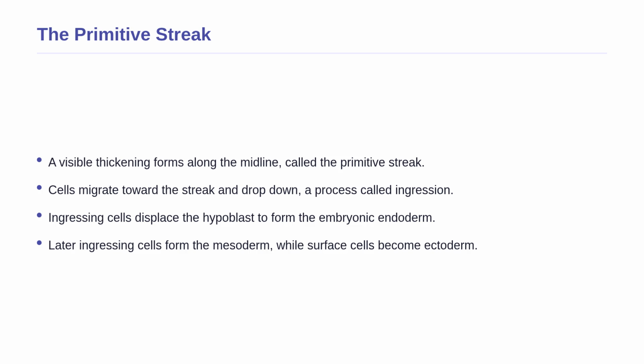The first cells to drop through displace the lower hypoblast layer to become the endoderm. The cells that drop in next spread out in the middle to form the mesoderm. Finally, the cells that never drop in and remain on the surface become the ectoderm. This streak is the primary organizer of the embryo's body axes.